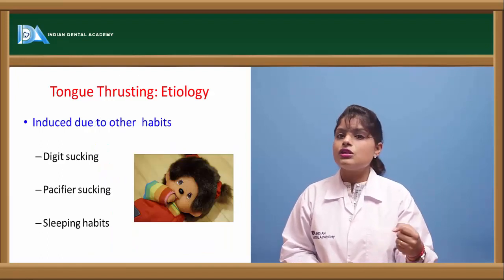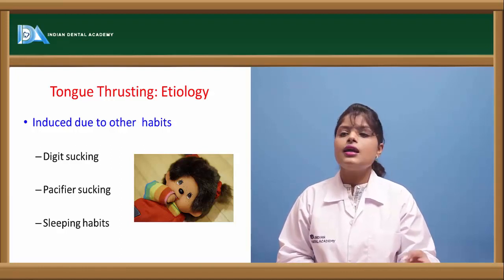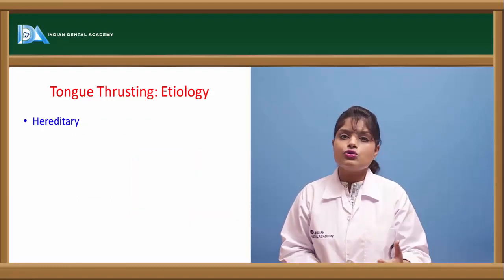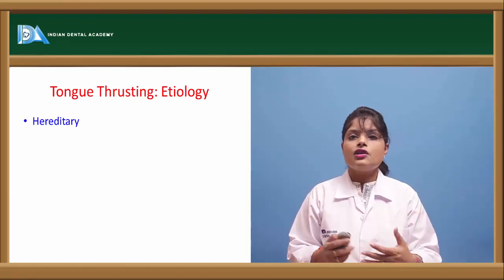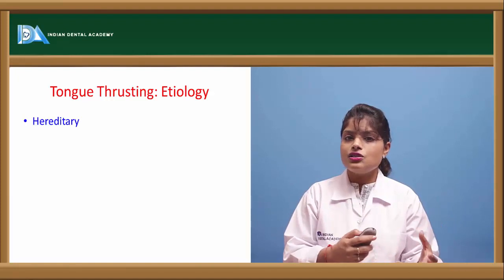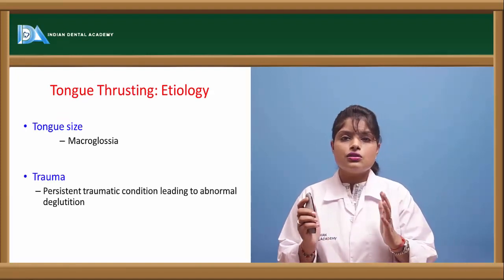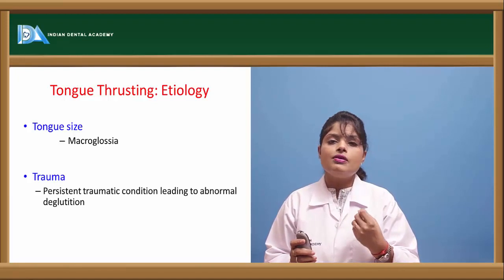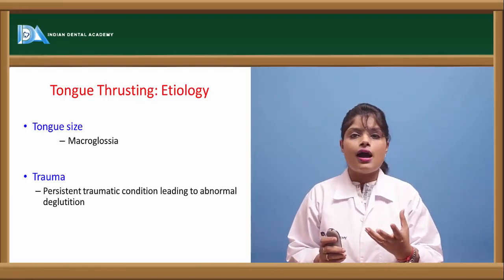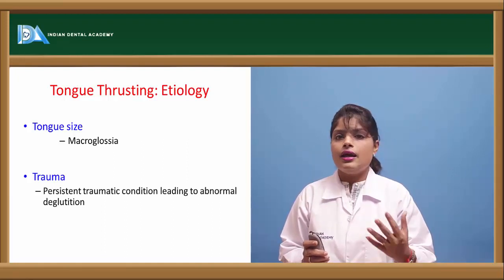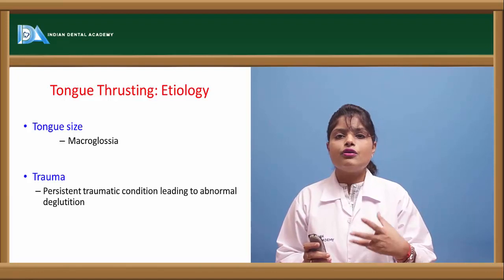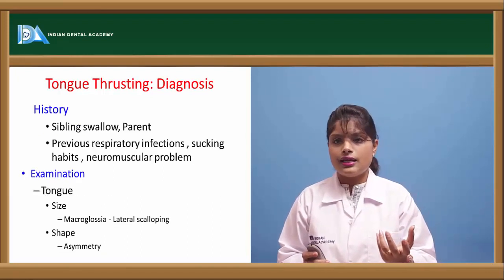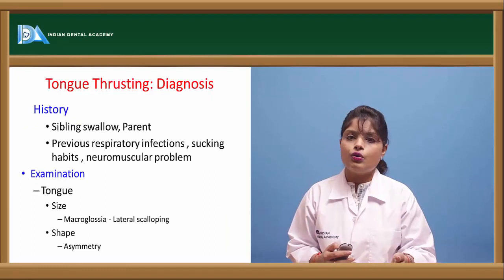There are certain other habits which induce tongue thrusting like finger or digit sucking, then thumb sucking, then pacifier habits or abnormal sleeping habits. It may also be due to an underlying hereditary cause. For example, if some other sibling is thrusting the tongue, the child will catch it from the sibling. If the size of the tongue is very large, or in the case of macroglossia, the tongue will be forced in between the teeth and will follow the habit of tongue thrusting. If there is any trauma or abnormal deglutition to the entire swallowing mechanism, then also the child can have the tongue thrusting habit, or defective speech will be followed later on.